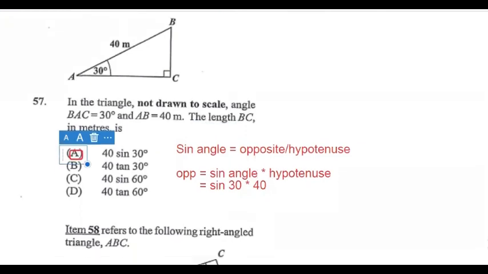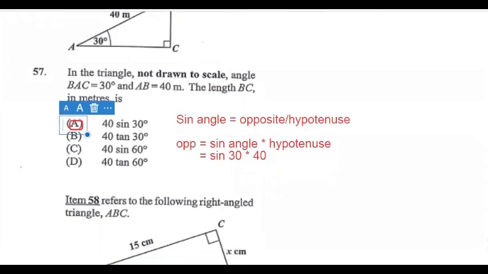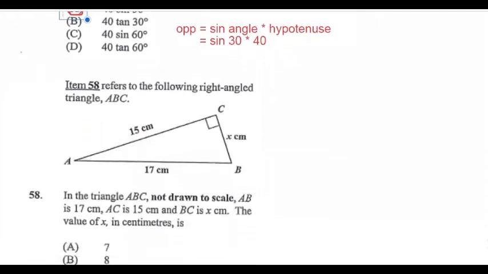So remember, sine is opposite over hypotenuse, cos is adjacent over hypotenuse, and tan is opposite over adjacent.